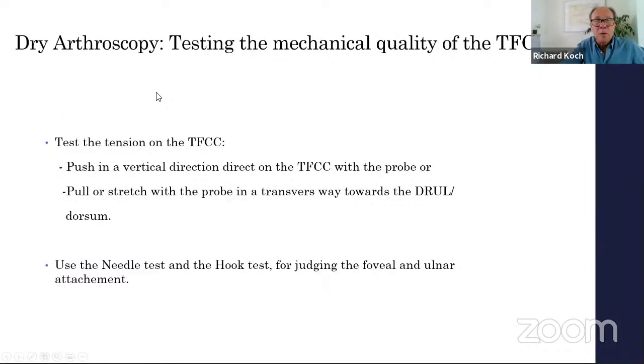Then, if we do an arthroscopy, we always do a dry arthroscopy. I started with wet arthroscopy, but after visiting Paco Pignol, I turned to dry arthroscopy because it gives you the best possibility, and I can show you that, to give a good judgment on the tissues in the ulnar part of the wrist. And what I do is, apart from looking, also testing mechanically the quality of the TFCC. And that is so important, much more important than any MRI you can do, because you can't test. But with your probe from the 6R entrance, you can test by pushing in a vertical direction, testing the central part and the fovea, or by pulling from volar to dorsal, hooking, and you can also see that there is lack of tension or not. And of course, we can use the needle test or the hook test for judging the foveal and ulnar attachment.